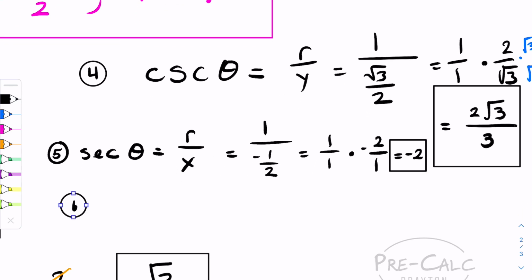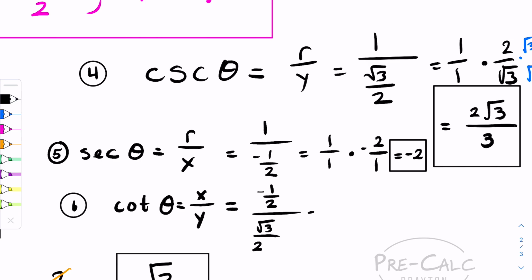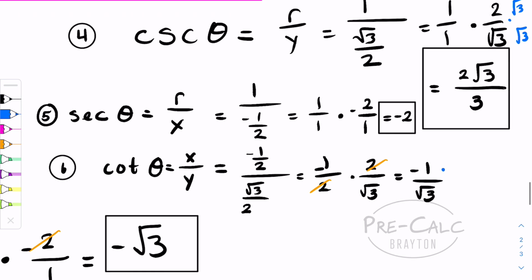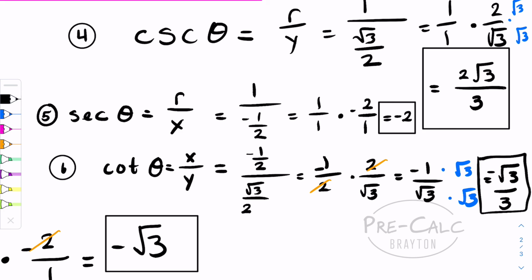And lastly, we have cotangent. Cotangent is x over y, and x is equal to negative 1/2. Y is the square root of 3 over 2. Multiply by the reciprocal, we have negative 1/2 times 2 over square root of 3. Your values of 2 will cancel. That leaves you with a fraction of negative 1 over the square root of 3, which you have to rationalize by multiplying by the square root of 3. Your numerator is negative square root of 3 divided by the square root of 9, which simplifies to 3. There is your cotangent value.